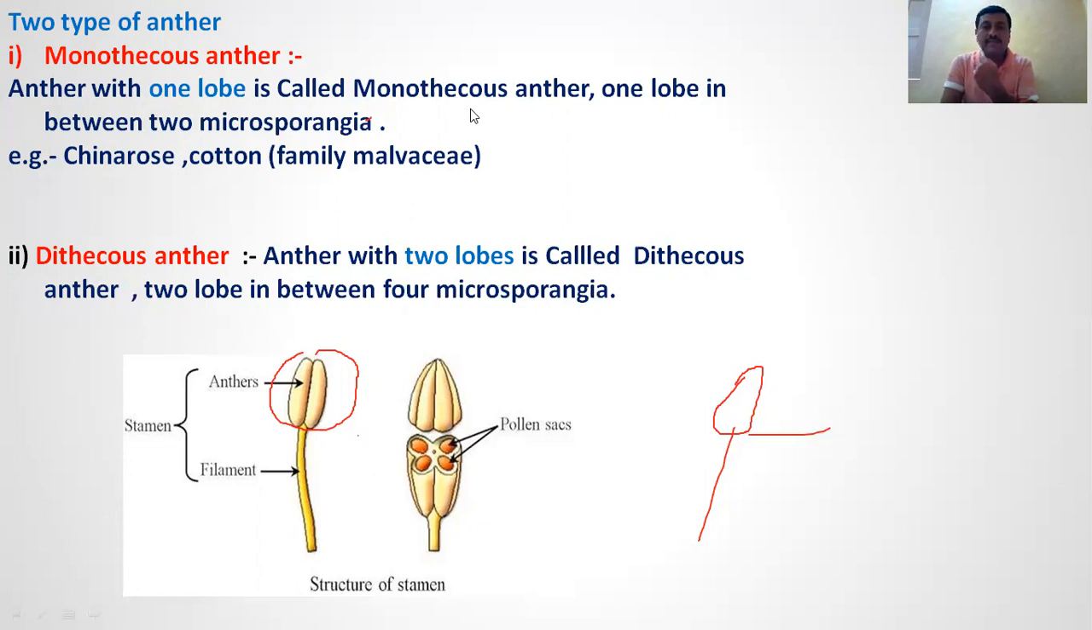Family Malvaceae has the monothecous anther, only one lobe of anther, and in that one lobe, two microsporangia are present. It is called the monothecous anther. And second, next, dithecous anther. Di means two, thecous means lobe. Anther with two lobes is called the dithecous anther. The two lobes contain four microsporangia, like these diagrams.